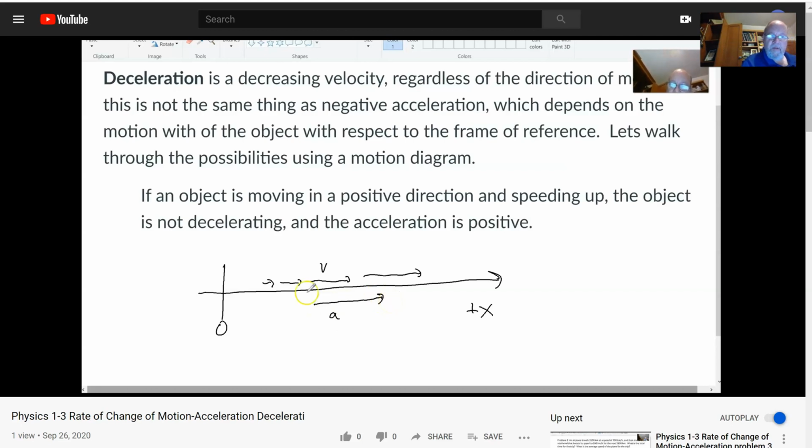Okay, so it's not decelerating, and the acceleration is positive, and this is the case that makes the most sense, right? This is what everybody thinks about when they think about acceleration. Not decelerating, the acceleration is positive.